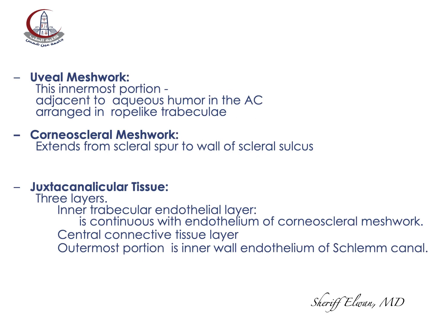The uveal meshwork is the innermost portion adjacent to the aqueous humor in the AC and is arranged in a rope-like trabecular pattern. The corneoscleral meshwork extends from the scleral spur to the wall of the scleral sulcus, and the juxtacanalicular tissue is three-layered: the inner trabecular endothelial layer that continues with the endothelium of the corneoscleral meshwork, the central connective tissue layer, and the outermost portion is the inner wall endothelium of the Schlemm's canal.